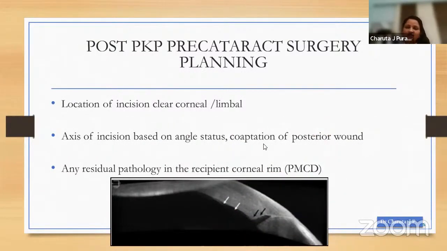Now, a very pertinent situation for all corneal surgeons is operating on a cataract in a post-keratoplasty patient. And the OCT image can show many details of this wound architecture. It can be helpful in planning the location of the incision, whether it is clear corneal, limbal, or corneoscleral. Also, the axis of incision can be based on the angle status. It can also show us details of coaptation of the posterior wound. It will also tell us the residual pathology in the host, such as a PMCD, etc.